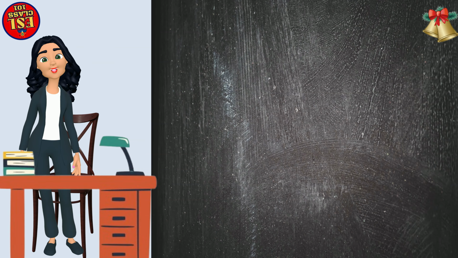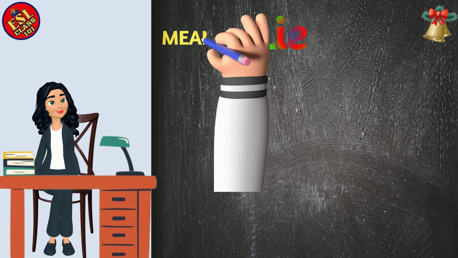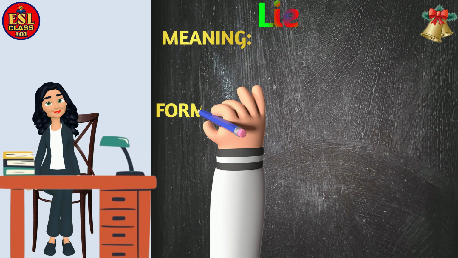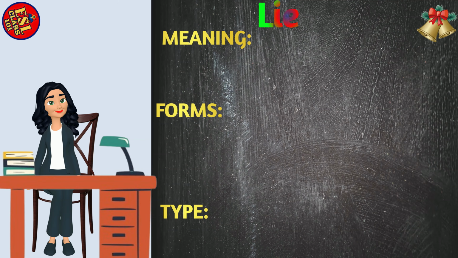Now, let's talk about lie. Professor Lee has just explained the verb lay. I hope you now understand its forms and can use it correctly in sentences. Now, let us move on to another verb that is often confused with it, the verb lie. Let me now discuss it by looking at its meaning, its forms, and its type. This will help us distinguish it more clearly from the verb lay.